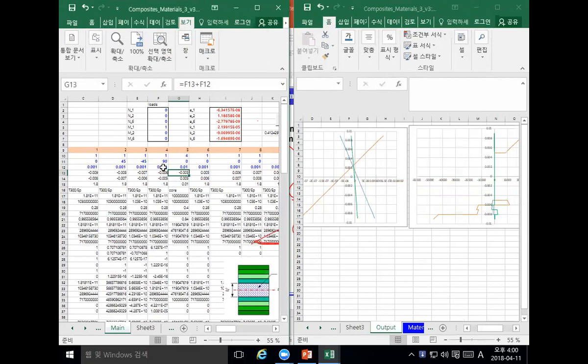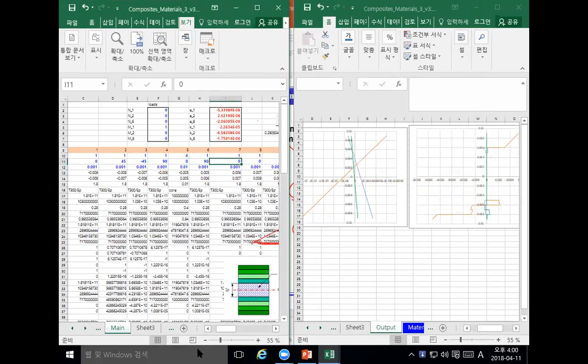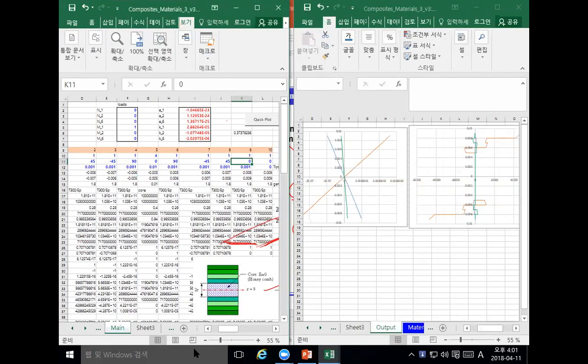So 45, minus 45, this is the core, and this is a 90 degree, and this is the minus 45, and this is a 45, and this is a 0 degree. And as you can see, the strain, as I mentioned, is always like that, and this guy, now the core, has no stress developed, but the bottom skin and top skin, we do have this much stress. On axis stress, by the way. So even the 45 ply, 45 is on axis stress.